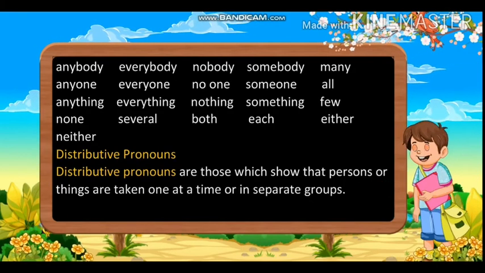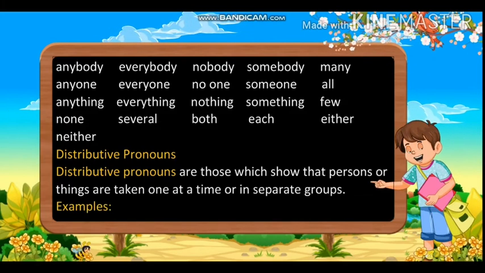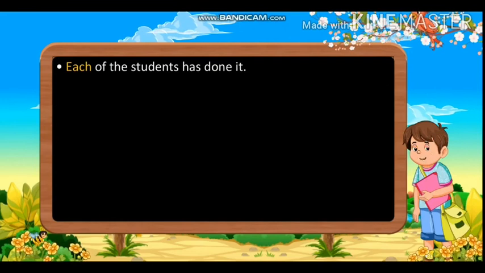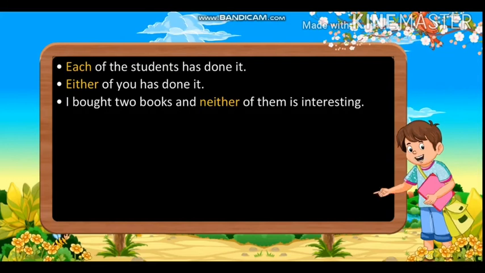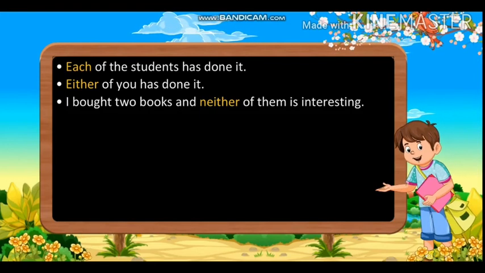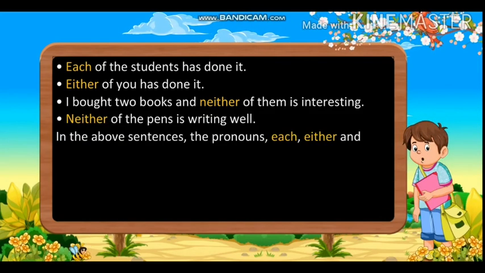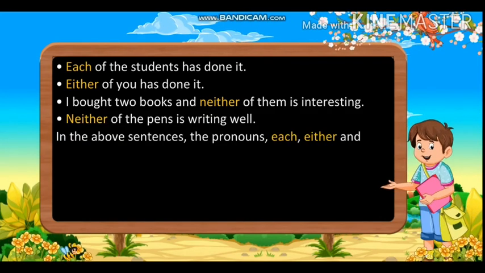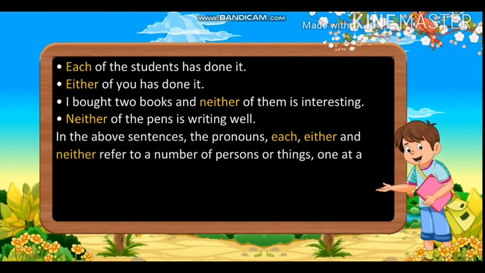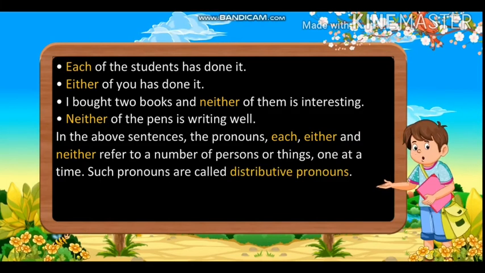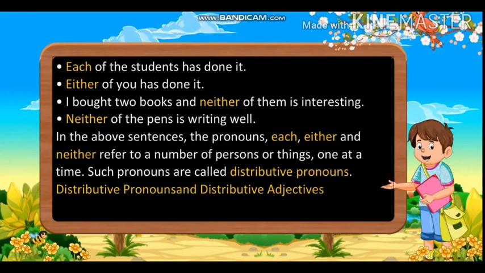Next, distributive pronouns. Distributive pronouns are those which show that persons or things are taken one at a time or in separate groups. Examples: each of the students has done it. Either of you has done it. I bought two books and neither of them is interesting. Neither of the pens is writing well. Now, in the above sentences, the pronouns each, either, neither refer to the number of persons or things, one at a time. Such pronouns are called distributive pronouns.